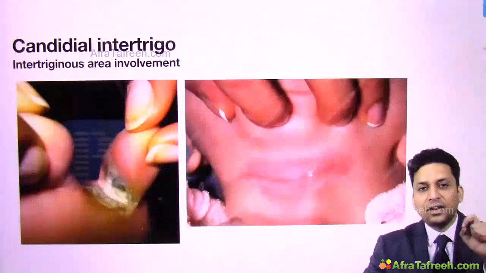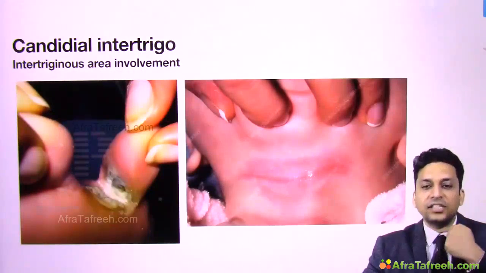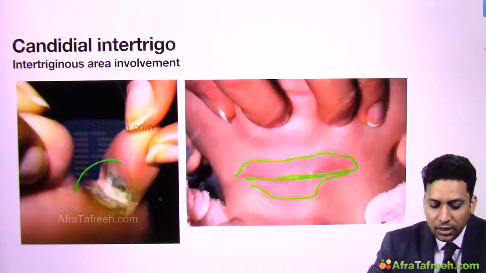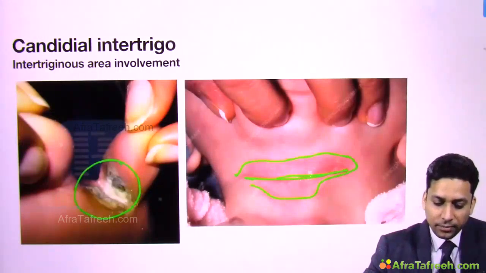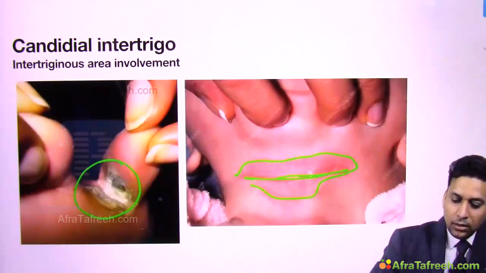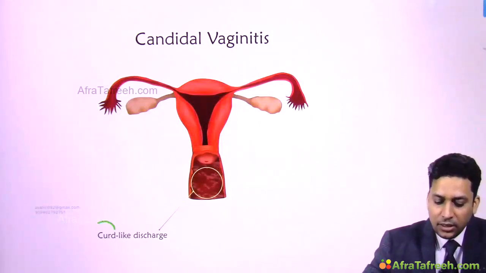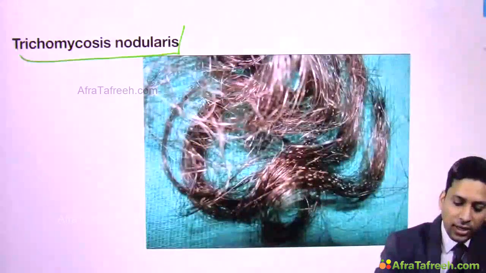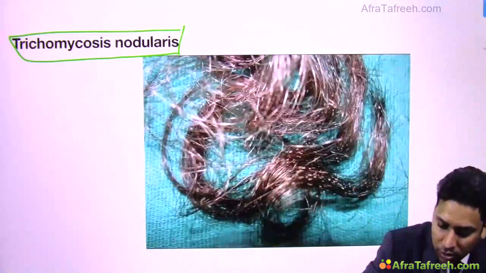Then candidal intertrigo, I told you here the intertriginous areas are involved. Okay, so intertriginous areas like in infants neck fold. So you can see neck fold involvement. So this is candidiasis here. Similarly here, this is again of the web spaces. So this is candidal intertrigo. Then candidal vaginitis presents with curdy creamy discharge. And trichomycosis nodularis, which is also known as piedra, here you will find these nodules attached to the hair follicle. So you can see these nodules, these are the fungal nodules which are attached to the hair follicle.